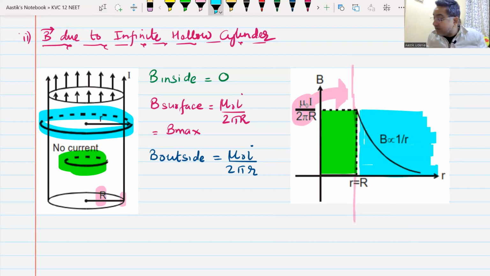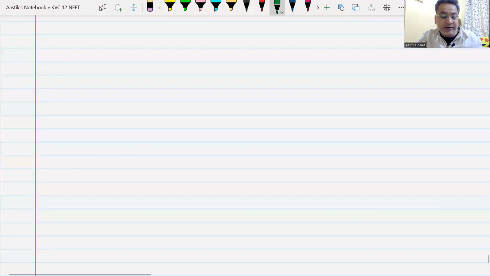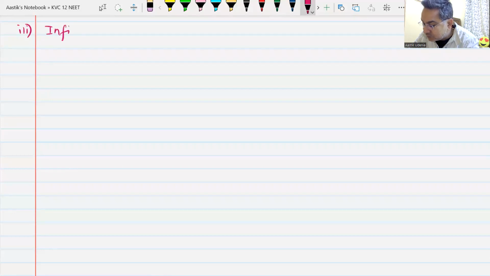Inside, the field is 0. Please remember, it's a very important graph. I'll give you 2 minutes to note it down. This was an infinite hollow cylinder. The next one is it will not remain hollow. So now I have the third one, infinite solid cylinder.